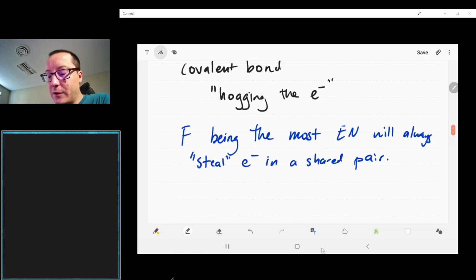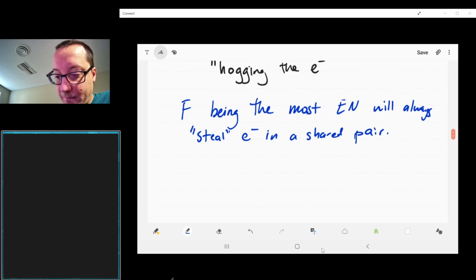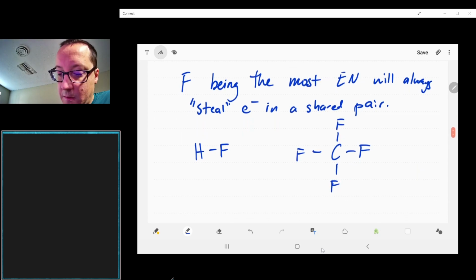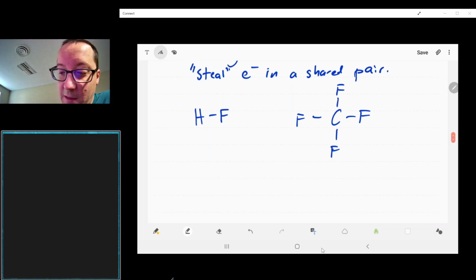So if we're looking at something like, I don't know, HF, or we could say carbon tetrafluoride, these electrons are not evenly split between, for example, the fluorine and the hydrogen here.